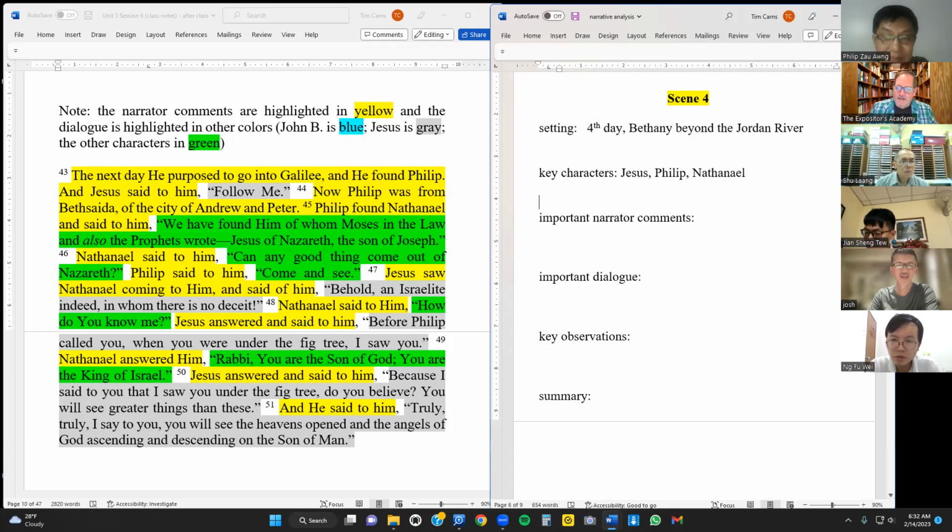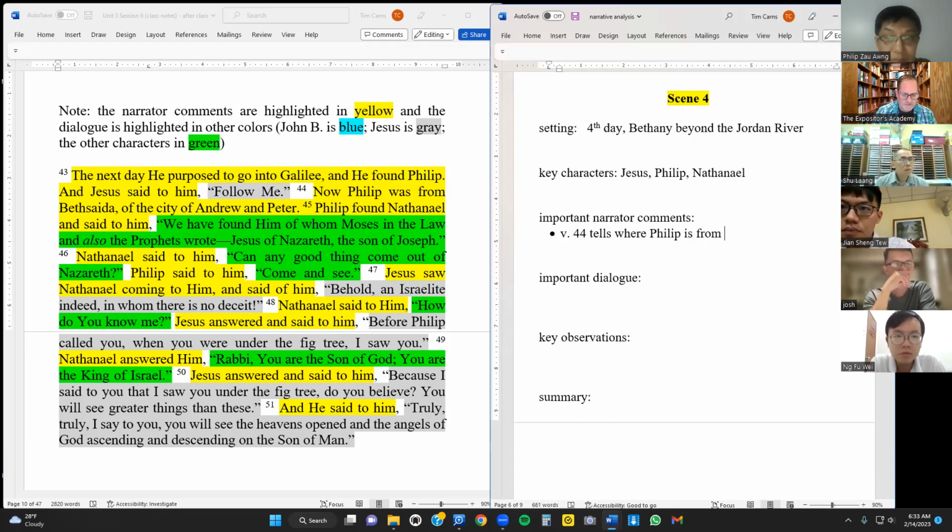Now, the narrator comments. What statements by the narrator in this scene stick out or seem important to the story? Let me ask Fu Wei first on that. Anything that you saw, Fu Wei, from the narrator that seemed important? How about verse 44? Now Philip was from Bethsaida, the city of Andrew and Peter. Yeah, he tells where Philip is from, okay?